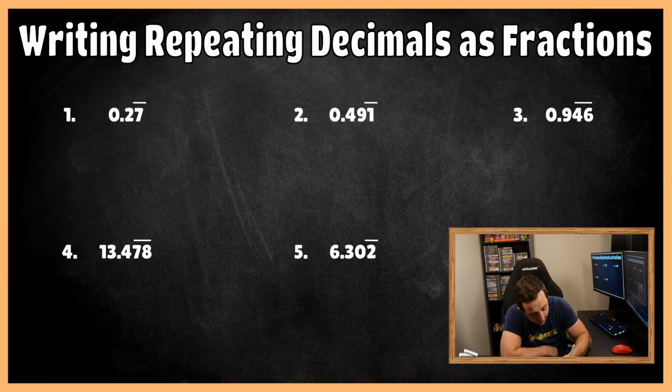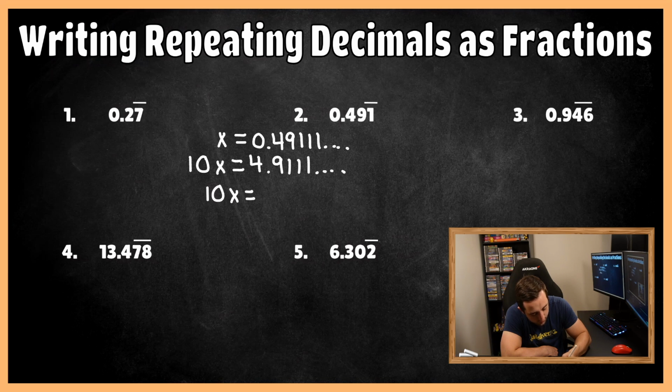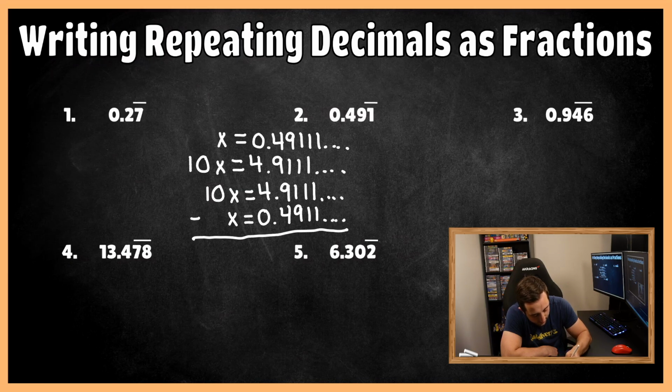So we have x equals 0.49, and the 1 is just repeating. We have 10x because only one number is repeating, so we're only going to move this decimal point one place value to the right. And now we can subtract them. We have 10x equals 4.9111 minus x equals 0.4911 dot dot dot, and now we can go ahead and subtract these.